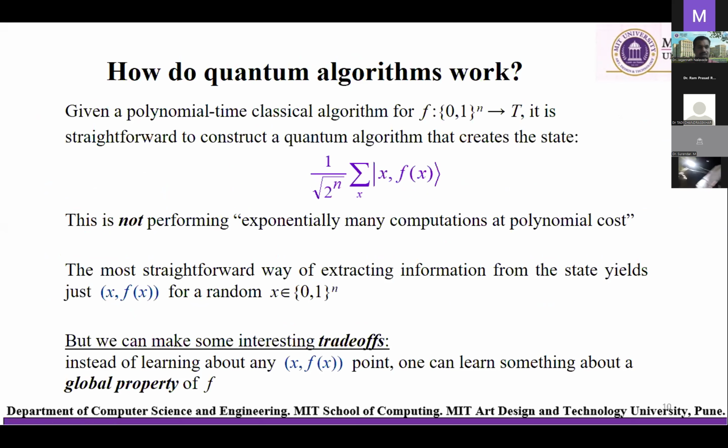Given a polynomial time classical algorithm for a function f from n bits mapping to t, it is straightforward to construct a quantum algorithm that creates the state 1 by square root of 2 raised to n, summation over x, of x comma f of x. So this is the first bit and this is the second.